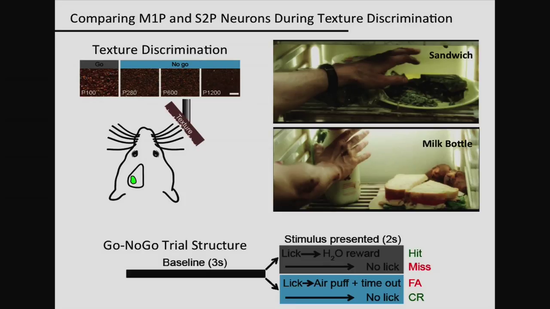And the animal is trained to lick when presented with this sandpaper, and not to lick when presented with sandpapers of smoother grades, shown here. And this type of task is called a go/no-go task. So the animal licks in response to the go texture. It's considered a hit trial. If it doesn't lick, it's considered a miss. That's the incorrect response. If it's presented with the no-go textures, it's supposed to not lick. So if it doesn't lick, that's considered a correct reject. And if it incorrectly licks, it's considered a false alarm, and the animal is punished with a small timeout and an air puff to the face.